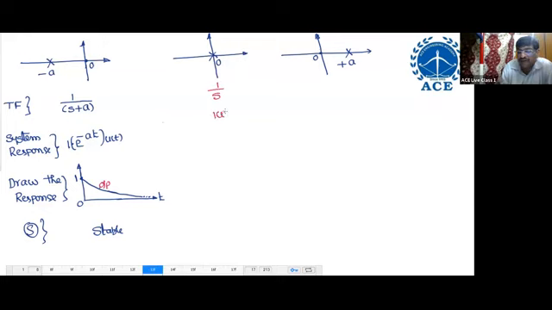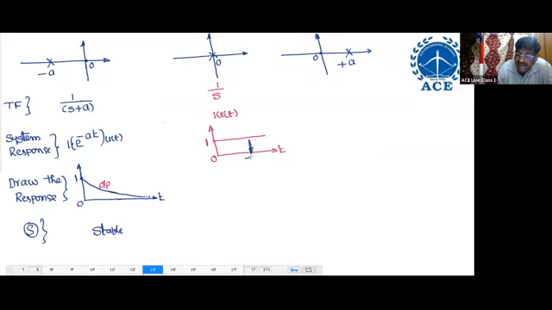Response 1 u of t. Then what happened? Draw the response. It is a step input. It is a step response. 1. Now what is this system? Marginally stable, because impulse input is 0 and it's not moving towards the input.